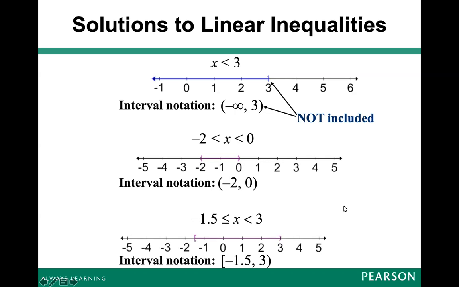All right, here's another bounded interval. Negative 1.5 is less than or equal to x is less than 3. So that means x is between negative 1.5 and 3. Negative 1.5 is included, but 3 is not included. So here's what the interval notation for that set looks like. Notice the bracket next to the negative 1.5 and the parenthesis next to the 3.